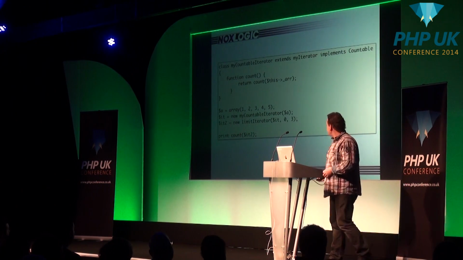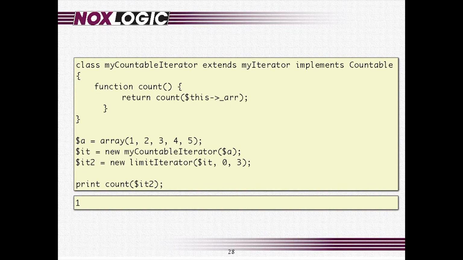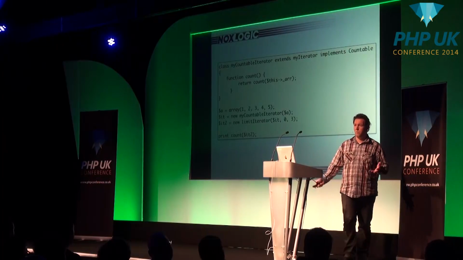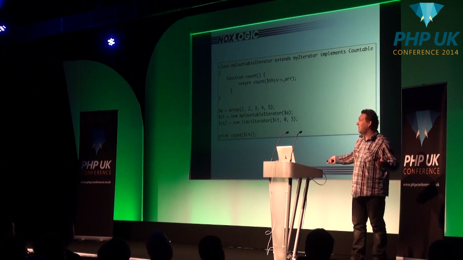Now, the same thing happens here as well. So I have my same Countable interface, and now I'm going to filter stuff. So I have the same array with 1 to 5. I put it in the countable iterator, but now I'm going to limit it again. So the offset limit part, and I want the first element and then 3 items. So what will count IT2 return? What do you think? 1.